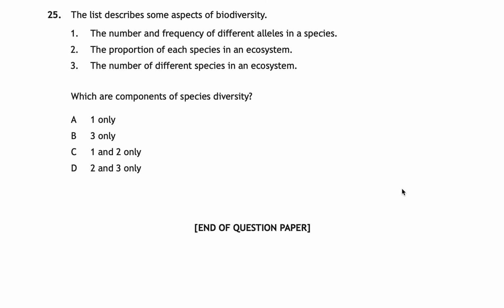Number 1 is just about genetic diversity, that frequency of alleles, but the proportion and number of species relates to species diversity. You might remember as well the proportion, we would also term that relative abundance, and the number of species would be species richness, but they are both terms that we use to describe species diversity. So 25, the answer is D.